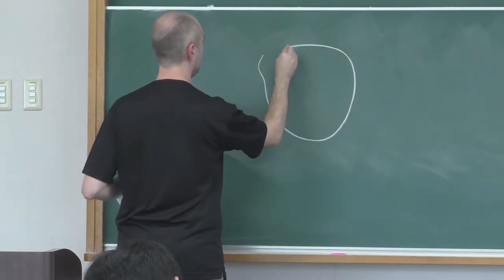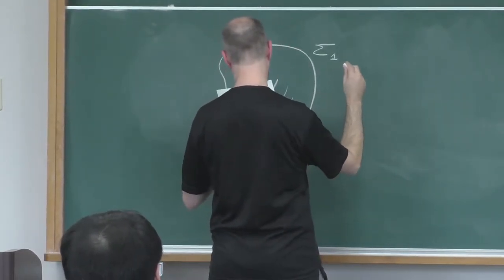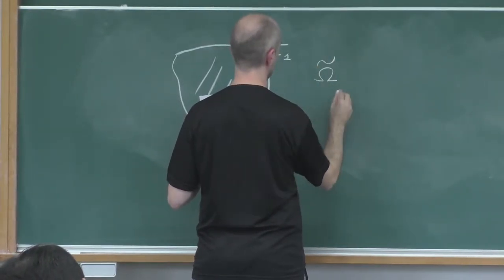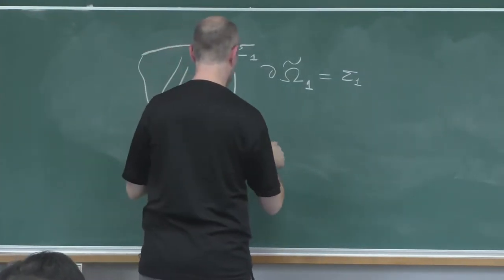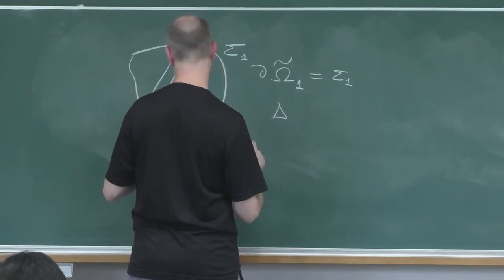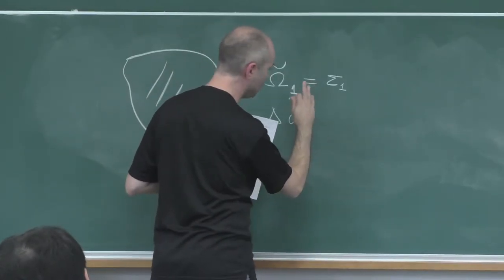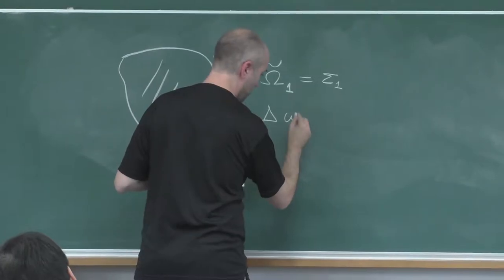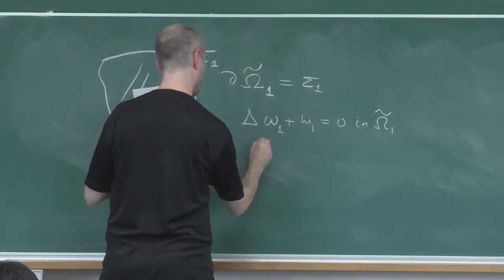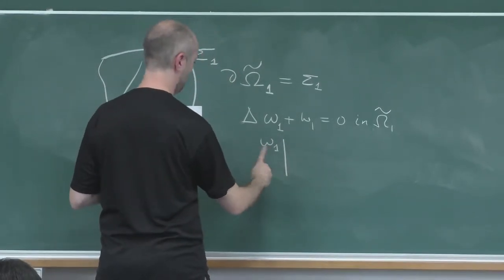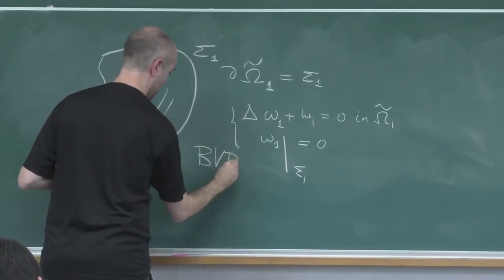So we have, say, sigma one, and we have the domain bounded by sigma one. Let's call it omega. I'm going to call it omega tilde. The boundary is sigma one. Okay. Well, now I'm going to consider this problem. It's the Laplacian, say, of. This will not give the solution for the moment. Yes, let's show you why this doesn't work. So Laplacian of W1 plus W1 equals 0 in omega tilde 1, and also W1 on the boundary sigma 1 is equal to 0. Okay, so boundary value problem with Dirichlet boundary condition.